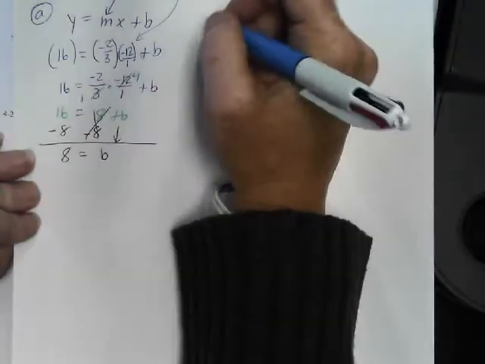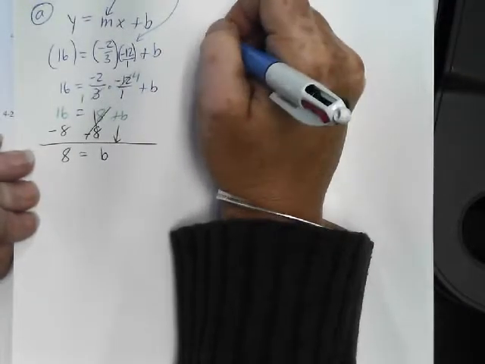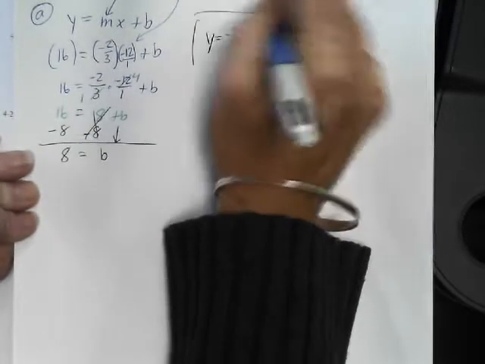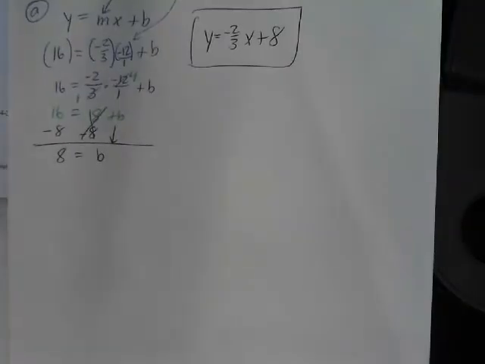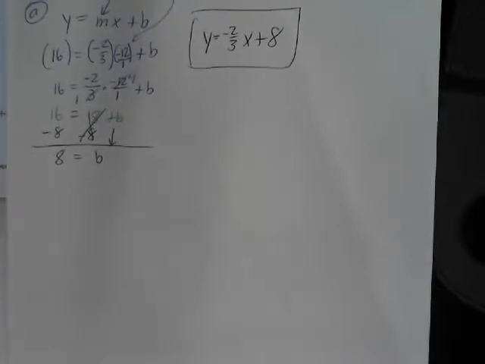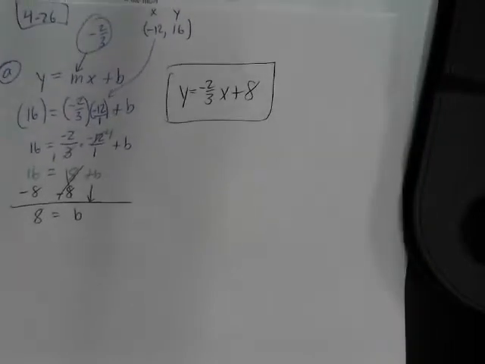What was it? Well, the answer is going to be y equals negative 2/3 x plus 8. Did you get that as your answer? y equals negative 2/3 x plus 8. Did you? Yeah? Did the book get it? Let's see. Yes.